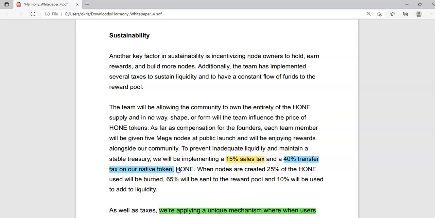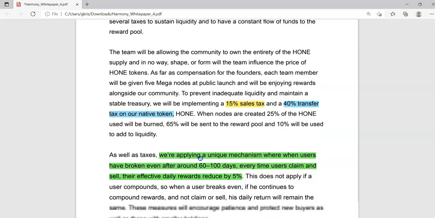Okay, that means if you have HON tokens and you plan to transfer to a different wallet, it's going to cost you 40%. That's a lot of money. So I'm not sure who will be doing the transfer. Maybe some whales, they want to redistribute. That's the reason. And that's good. The more tax, the more money to the protocol and more money to the node holders. And it will be sent to the pool.